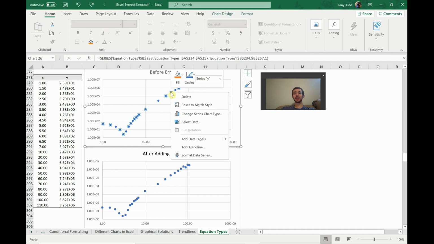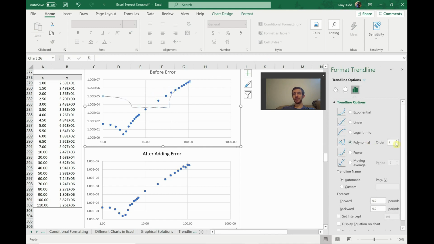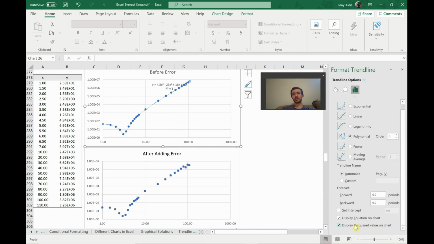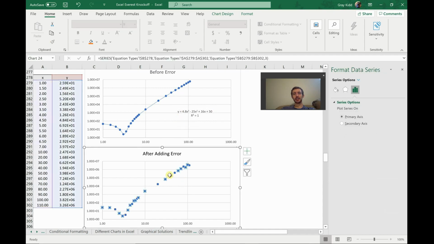Click it, right click it, add trend line, and polynomial third order. Beautiful, fits it. And let's display that equation and r squared value on the chart. Okay, r squared value is equal to 1 because there's no error, so it fits it perfectly. And it's got that beautiful form. Magnifique.